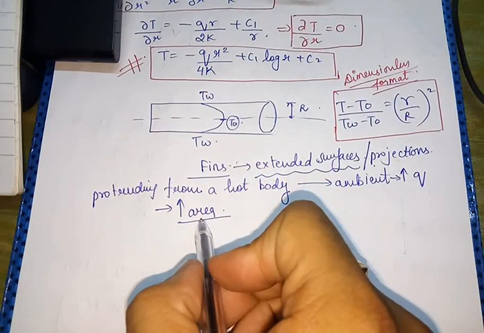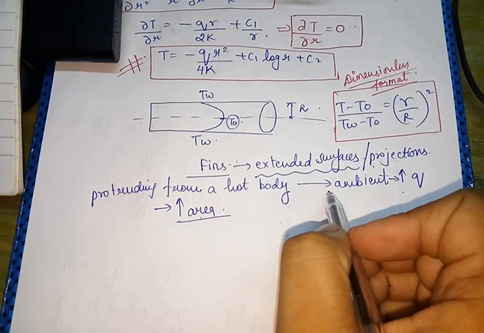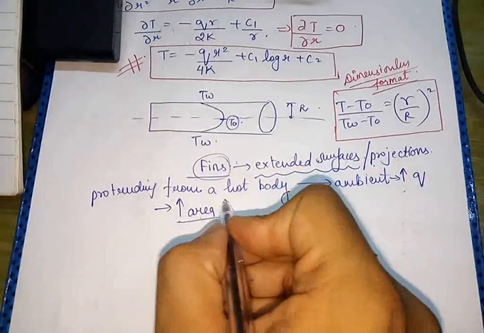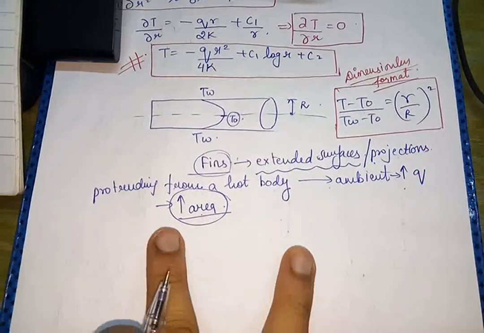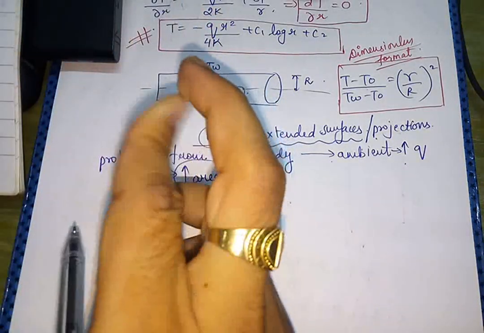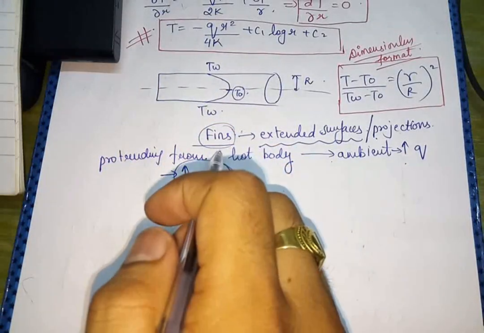Actually, they increase the effective area, because of which the heat transfer rate is increased, and the heat transfer rate can be increased by means of these fins, since they have large area. So fins are mainly used to increase the heat transfer rate. They are used in cars and bikes and all. Fins are generally used there.